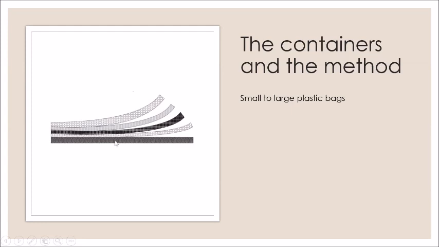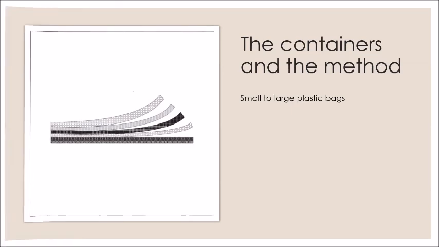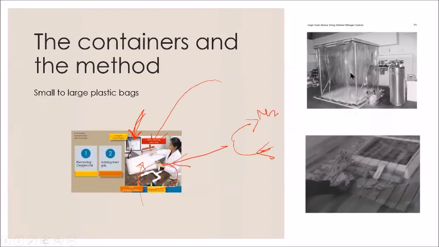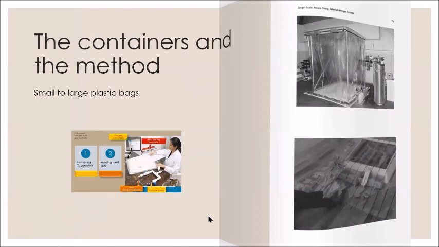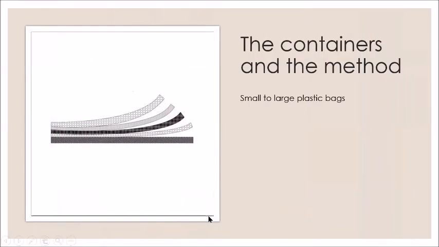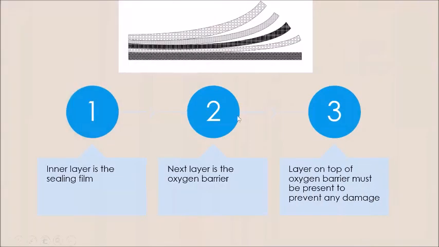The container and the method. So the container can be, in the earlier slides you have seen two pictures, a huge one or a small one just for a little object. But the material is the same, the plastic is the same, and it has these 5 layers. This one is showing 5 layers, but we need at least 3 layers in this particular anoxia treatment.